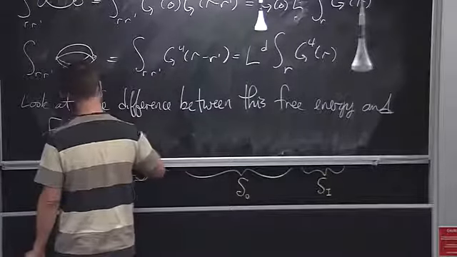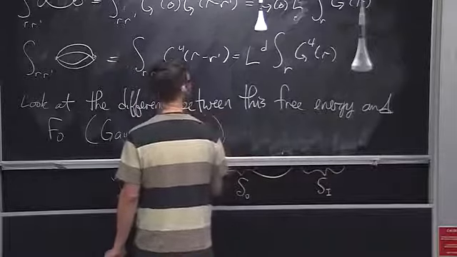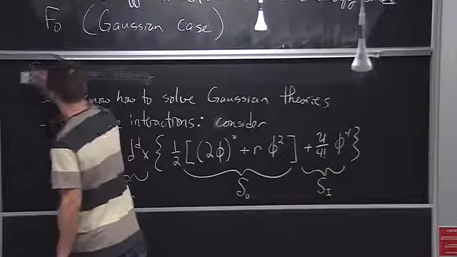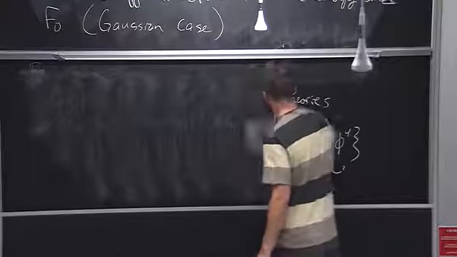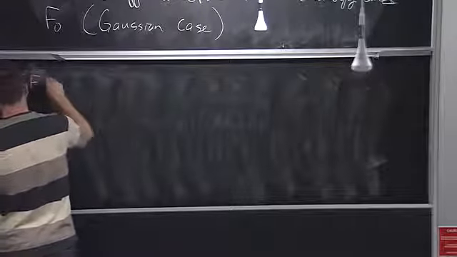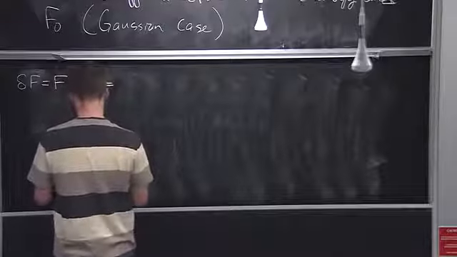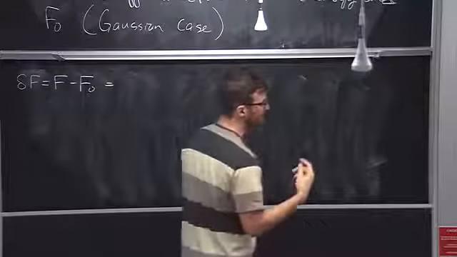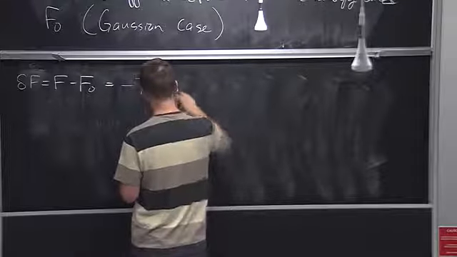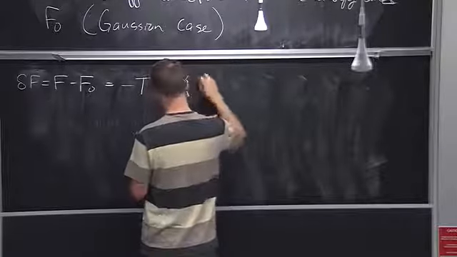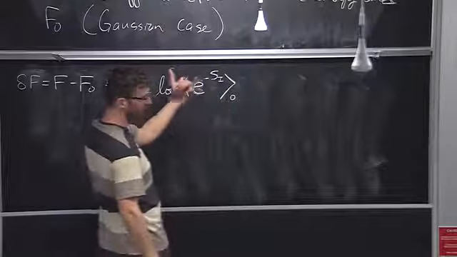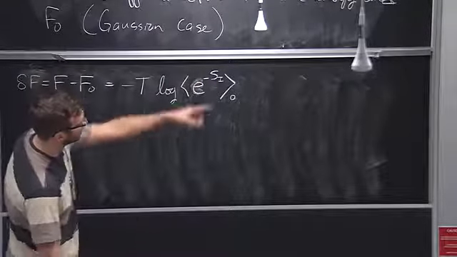F naught, which is just the Gaussian case. This will give you a bit of insight. So I'm going to write that difference out, call it delta F. It's like log Z is basically your free energy, T log Z. So I actually have T log of e to the minus S_I evaluated, divided by, if you will, the partition function. The thing I wrote up there.